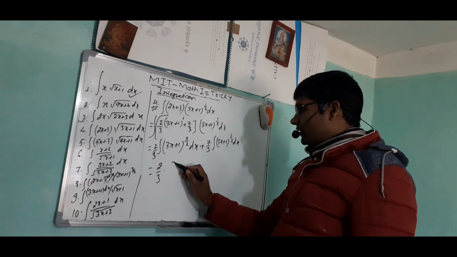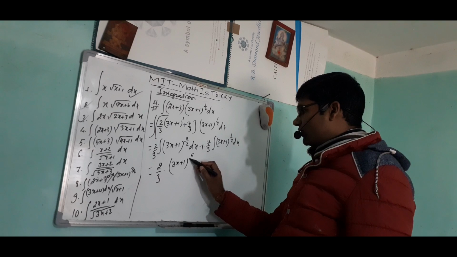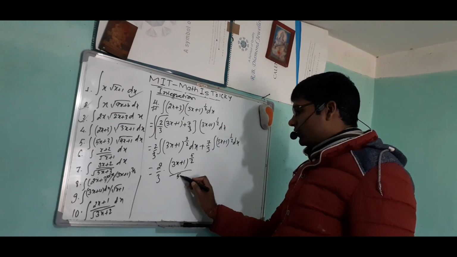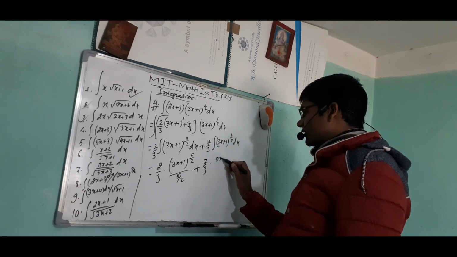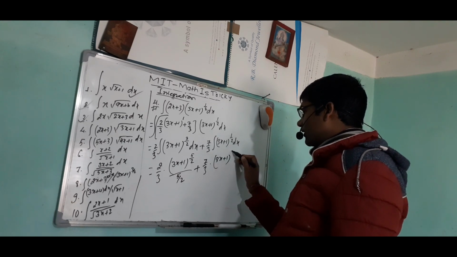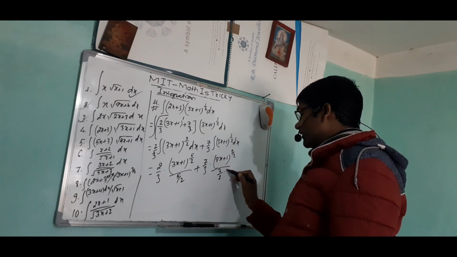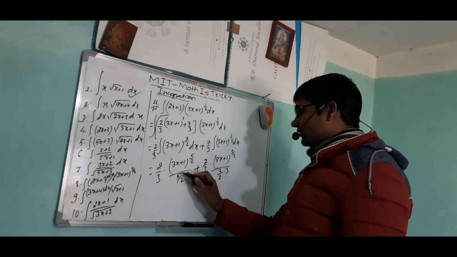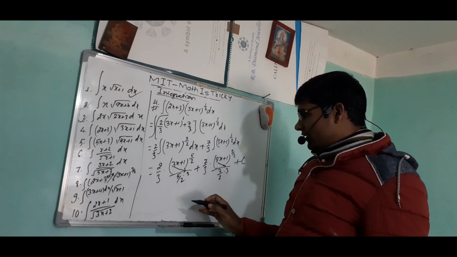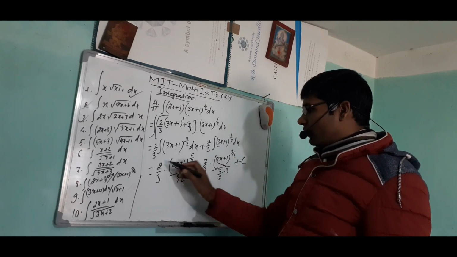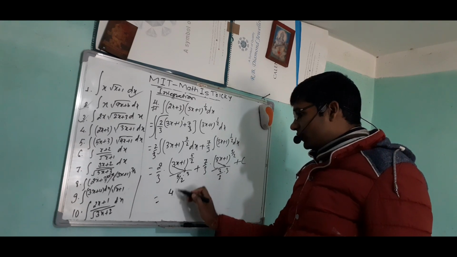Here it will be 3x plus 1, whose power is 3 by 2 plus 1, which means 5 by 2. Here it is 5 by 2, plus 7 by 3 into (3x plus 1) whole power 3 by 2, plus... Don't forget to write here into 3 into 3, because of this 3 and this 3 will come here, plus c. So now see what we are getting here. This 2 will go up.